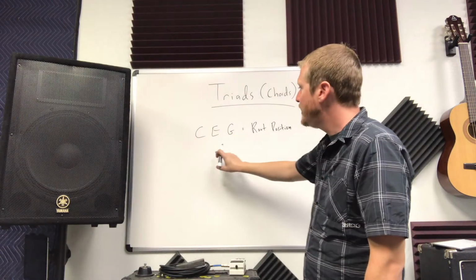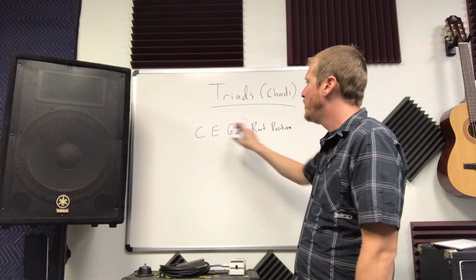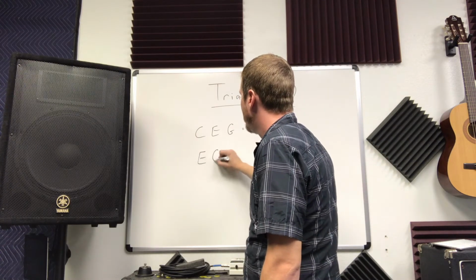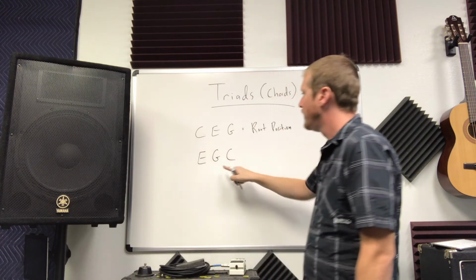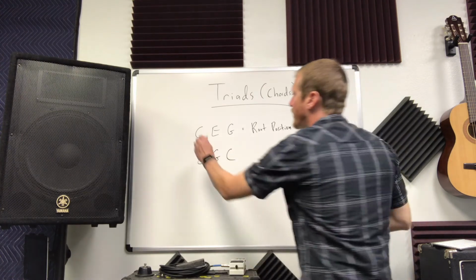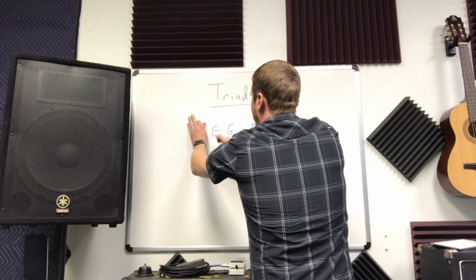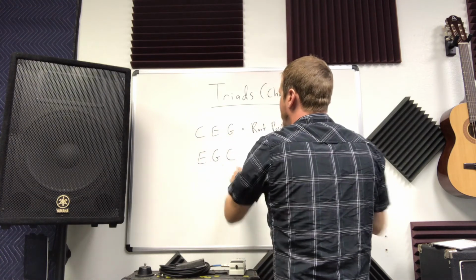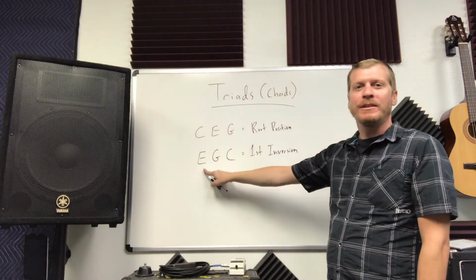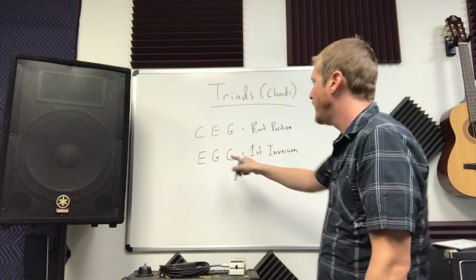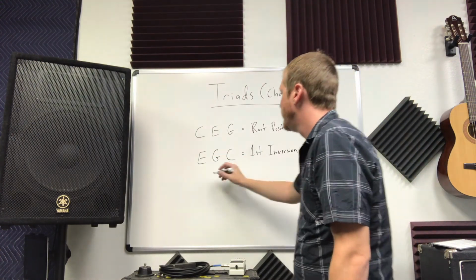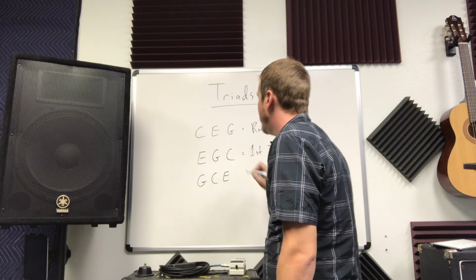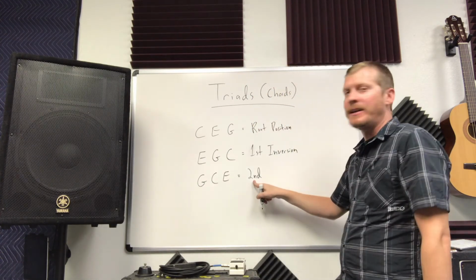Now, if we take the C and put it at the end, the chord would be, you see that? So if I took the C off of here and I put it at the end, you're going to have E, G, C. E, G, C. So this is a first inversion C major chord. Then if we take the E and put it at the end, it's going to be G, C, and then E. And this is what we call a second inversion.